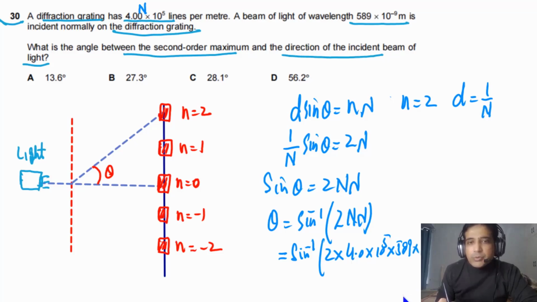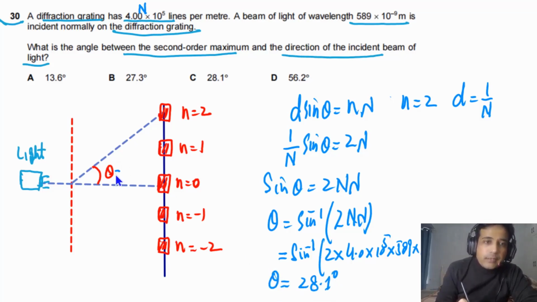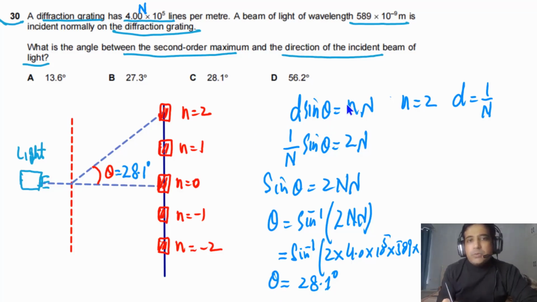Now simply use your calculator and solve this one. If you solve this, your final answer will be equal to 28.1 degrees. So this is the value of this angle, and this is what you need to find out. Pretty straightforward question. You just need to use this formula, and you need to understand what is d, what is n, what is lambda.